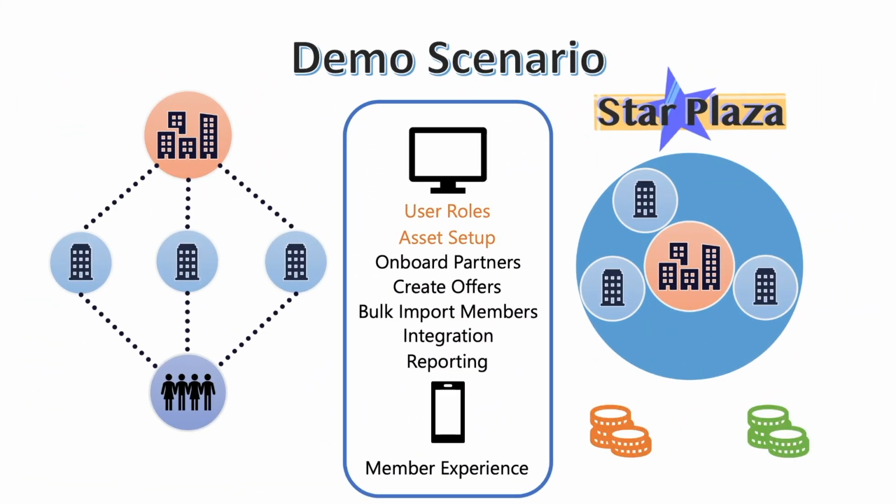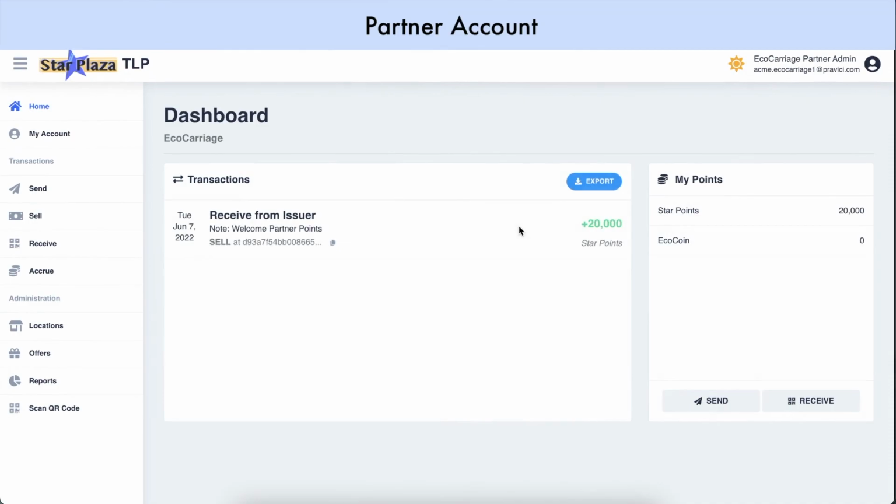As you can see, we have set up our consortium and invited our first partner administrator. Now let's log in as a partner administrator to set up partner location accounts and offers. While logged in as the partner, the formatting remains consistent with the issuer, except they have limited administrative access to the consortium, having the ability to manage their own partner locations and offers.